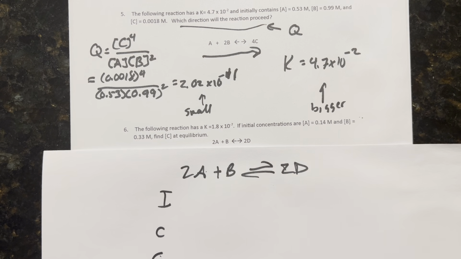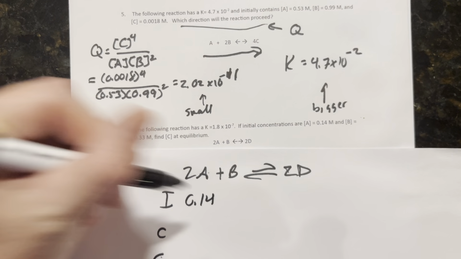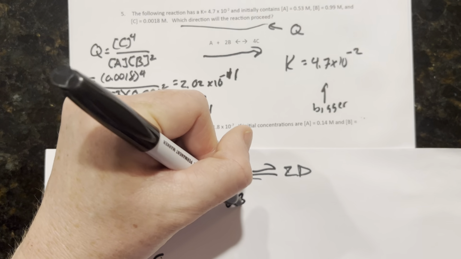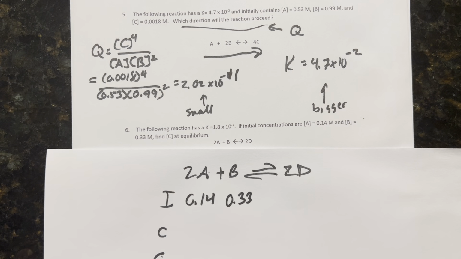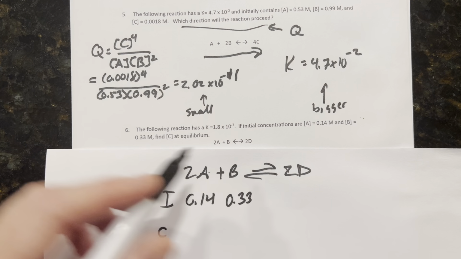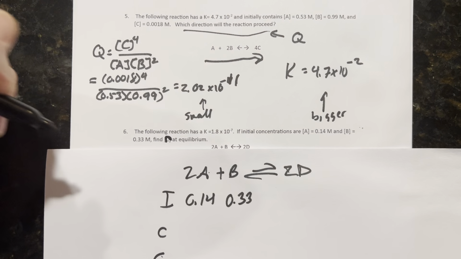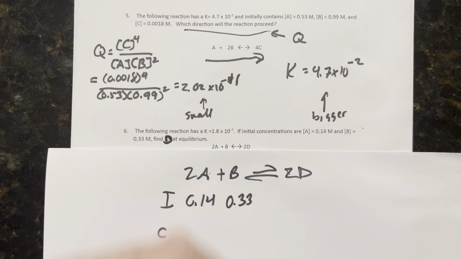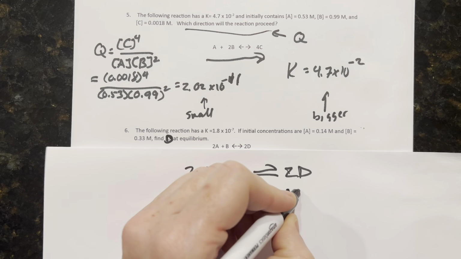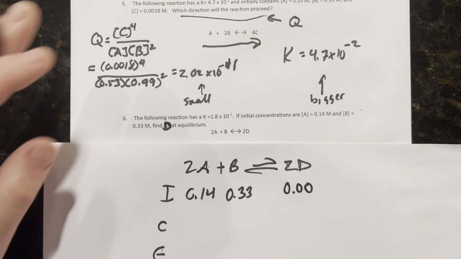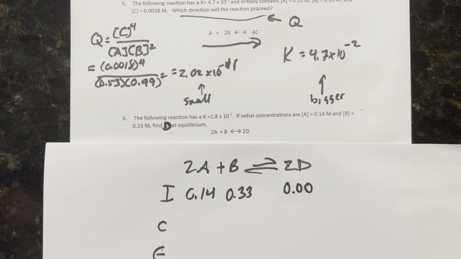All right, my initial A is 0.14. My initial B is 0.33. It doesn't give me any information. Good luck finding C. I don't even see C. Let's go ahead and make that D, just to make our life easier. And this has to be 0.00. I'll fix that and re-upload it.